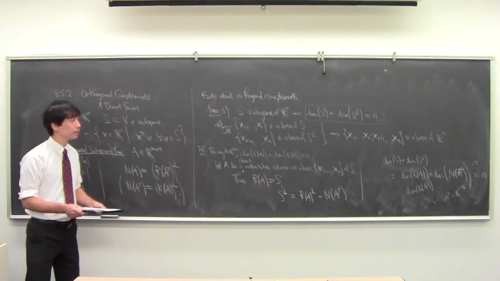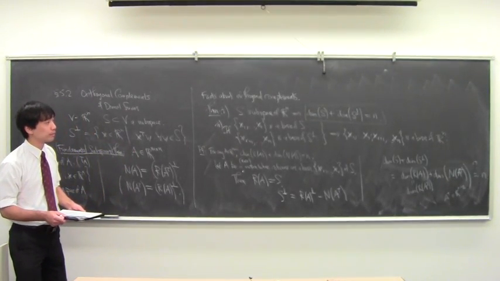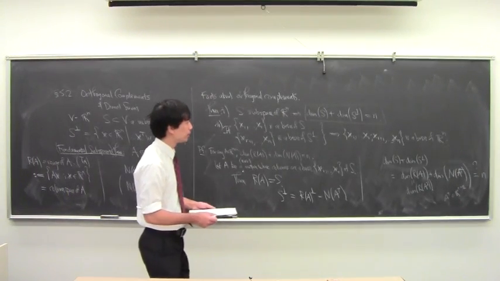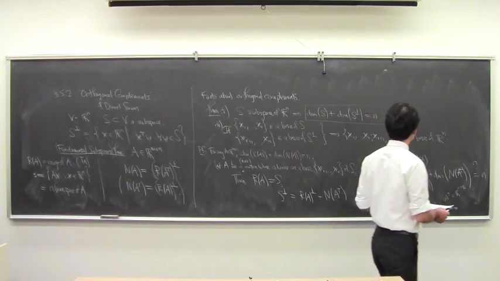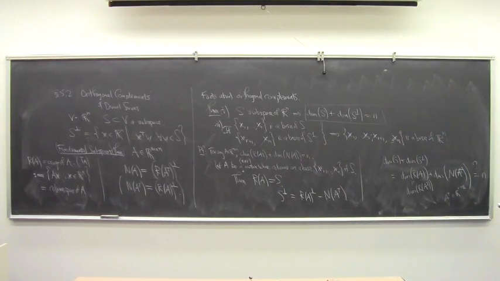Can you use that to then show what he said, where the dimension of the null space of a matrix is equal to the dimension of the null space of the transpose? Is the dimension of the null space of the transpose equal to the dimension of the null space of the original?